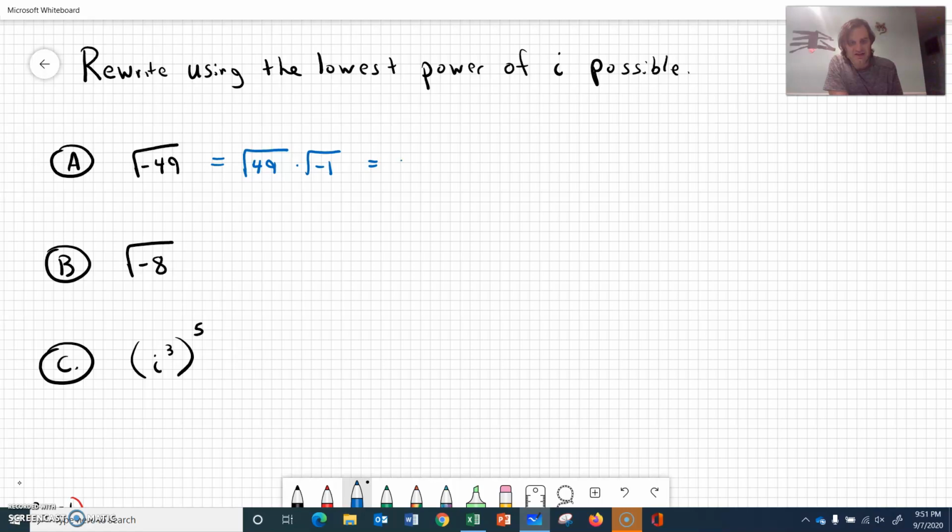You can use a factor tree or a calculator or past knowledge to know that the square root of 49 is 7. And our definition of the square root of negative 1 is i. So we will rewrite the square root of negative 49 as 7i.